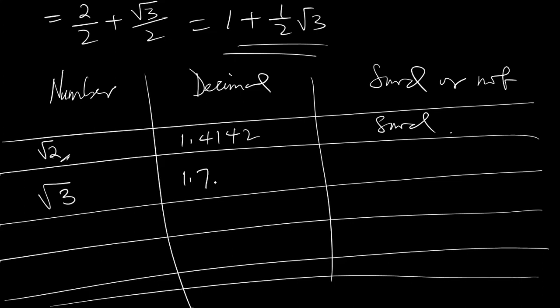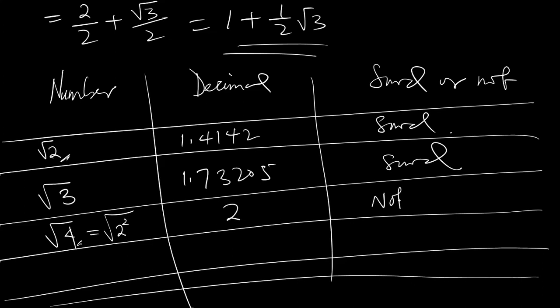This will give you 1.73205. This is a surd. Then let's say the square root of 4. See, 4 is a perfect square, and it is 2 times 2, which is 2 to the power 2. So this will give you 2. So this is not a surd. Okay?